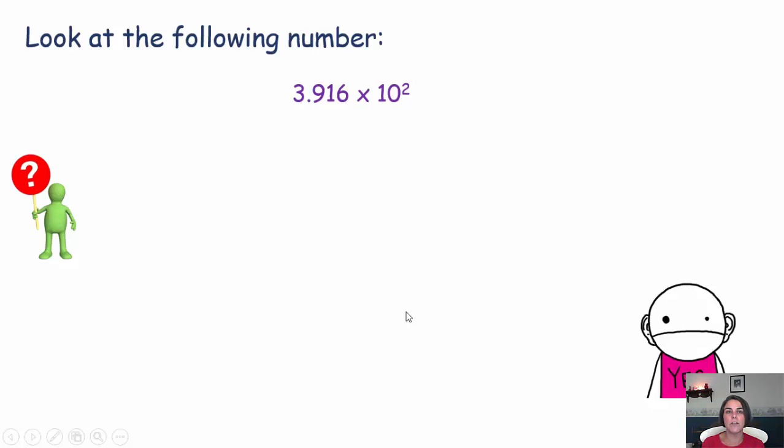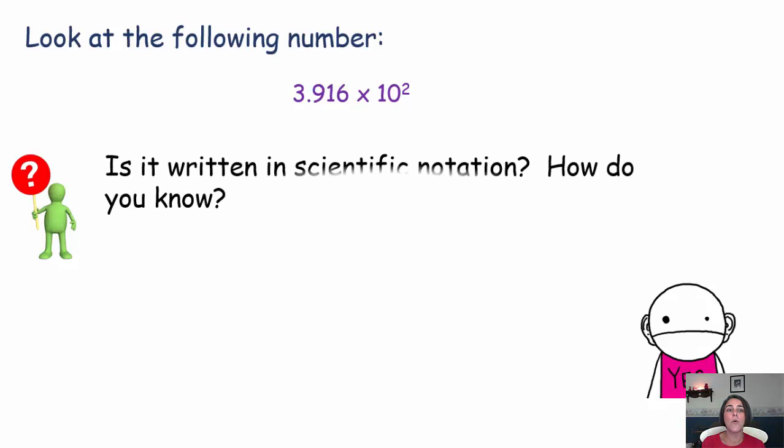So I need for you to look at the following number. And what you're going to do is decide, is this written in scientific notation, and how do you know? Look carefully at the number and make a decision. Pause the video, think about it, do a little write-up, and come on back.